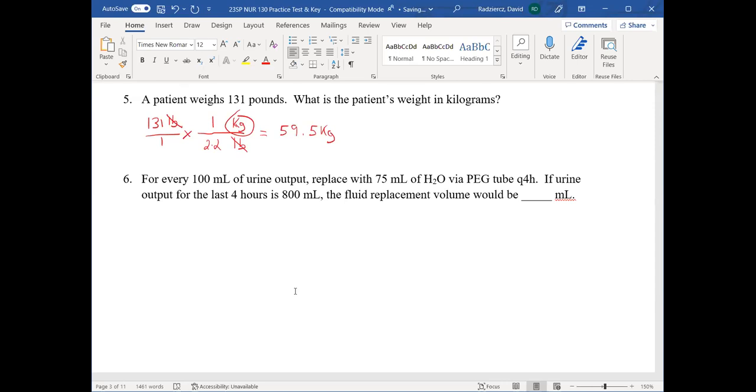Then I'm going to give you a formula to follow that should help you out. First of all, before I give you any equation to utilize, we need to know what the variables are. This number here, if the urine output for the last 4 hours is 800 milliliters, this is considered the actual output.